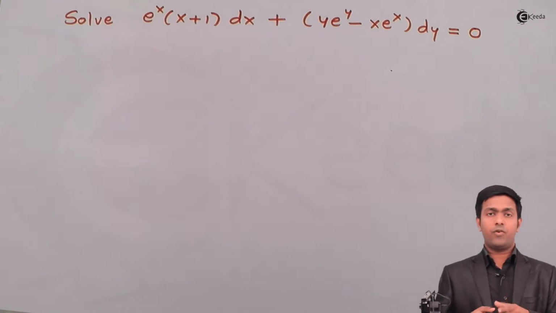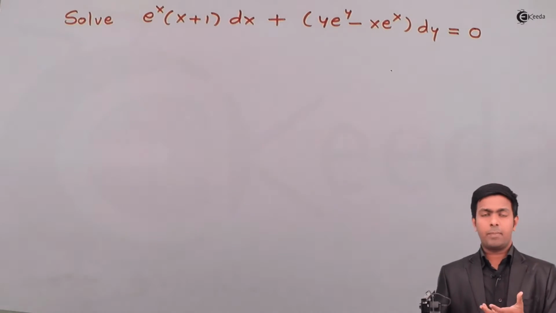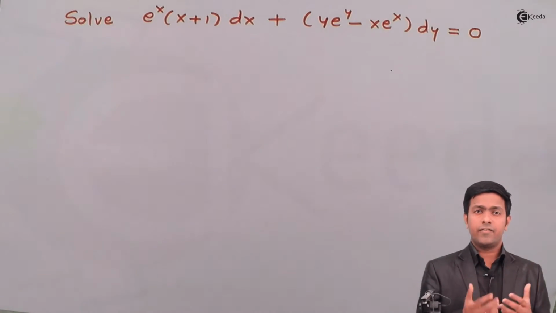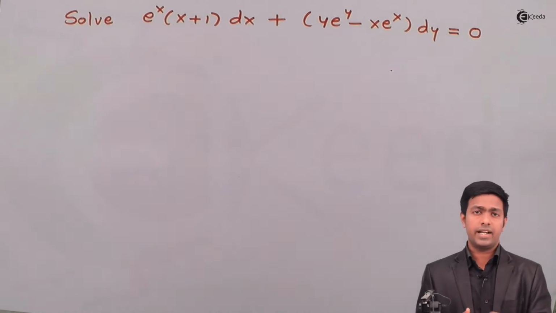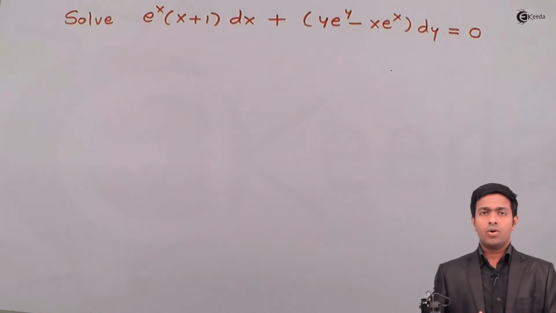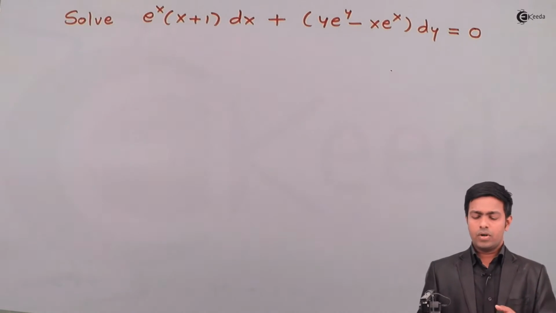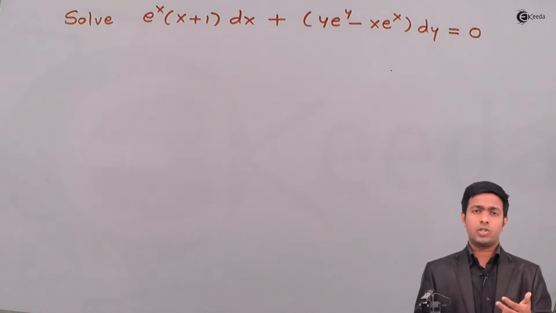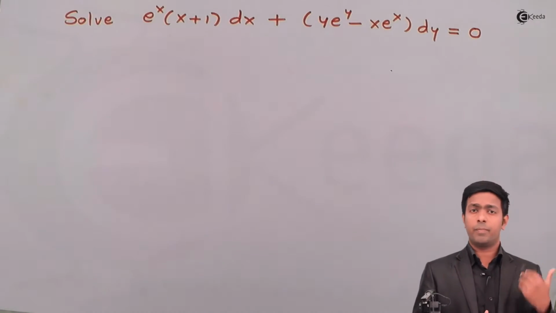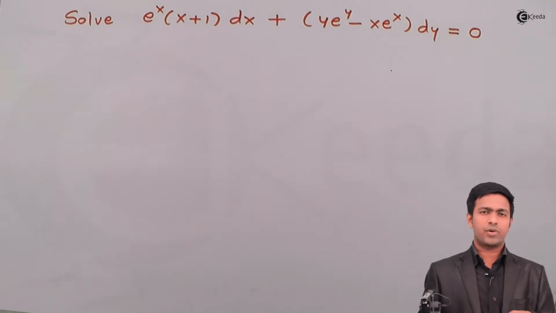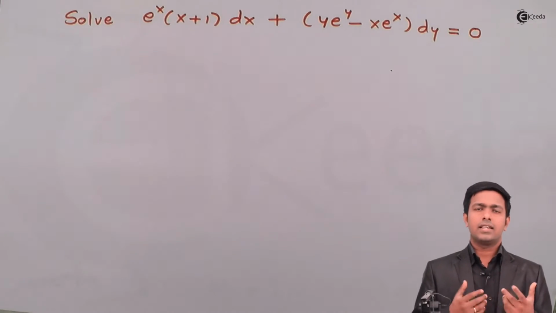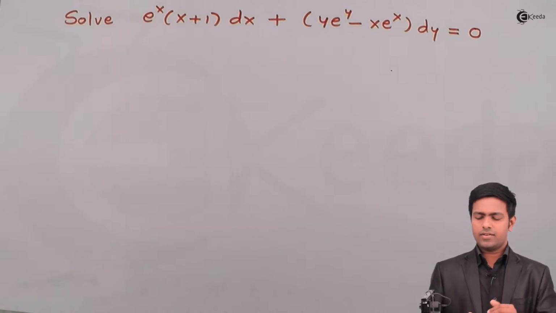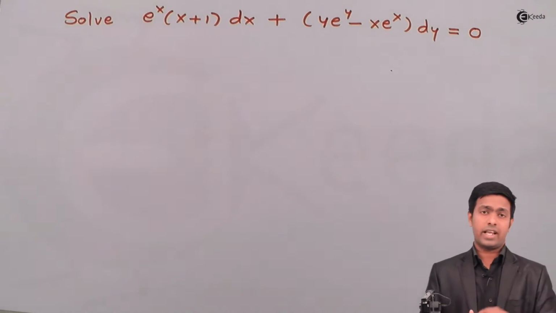By looking at the form, you may say that we can apply the exact differential equation solution method, because the equation is given in the form M dx + N dy = 0. For that, we have to differentiate M with respect to y partially and get the value of ∂M/∂y, then differentiate N with respect to x, get the value of ∂N/∂x, and if both the values are the same, then we say that yes, it is exact. So guys, if you check that, you'll find that it is not exact.